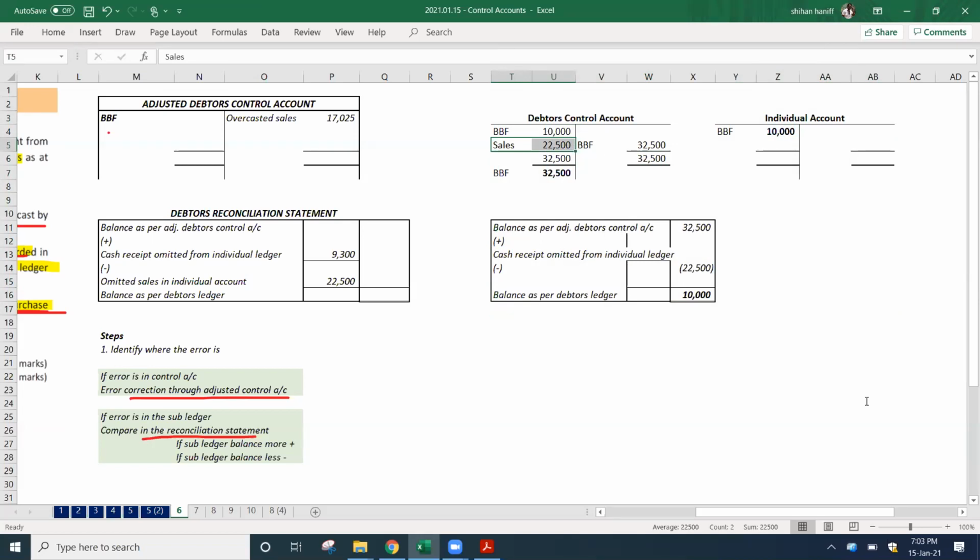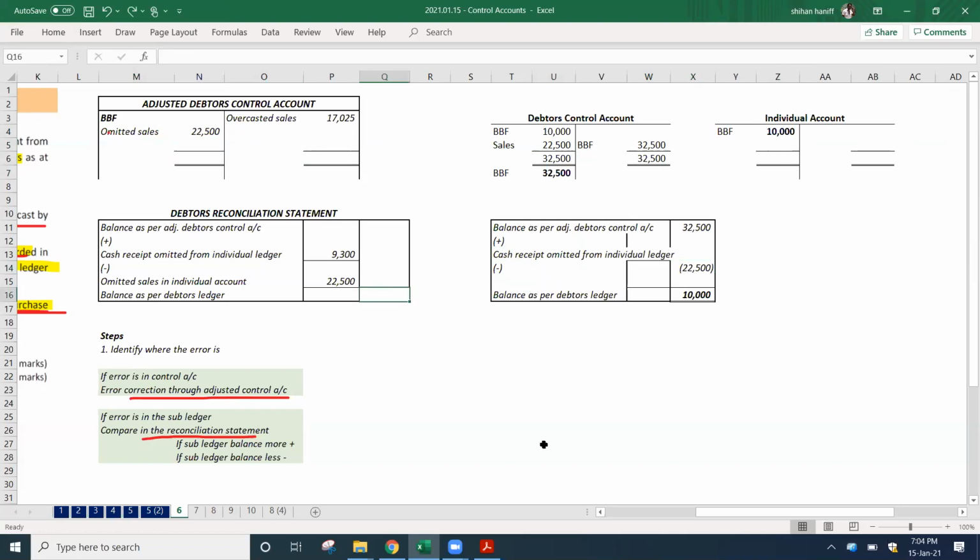Why is this not corrected in the adjusted debtors control account? The adjusted control account is corrected. Now we will record it here. Omitted sales, 22,500. In the adjusted debtors control account, we debit 22,500, and for the omitted cash receipt, we will deduct 22,500.